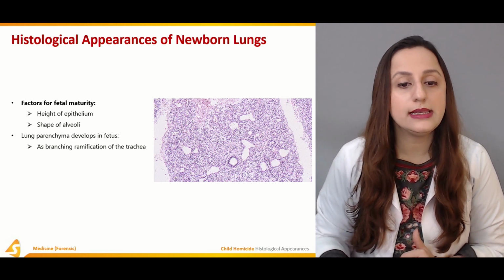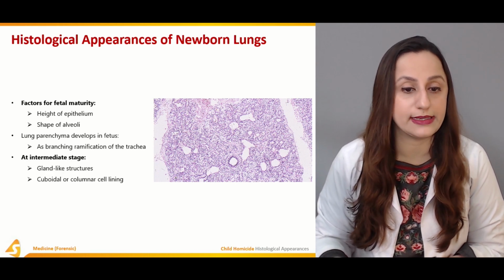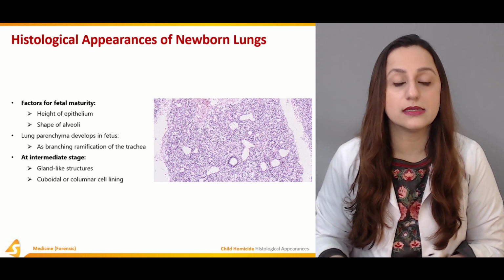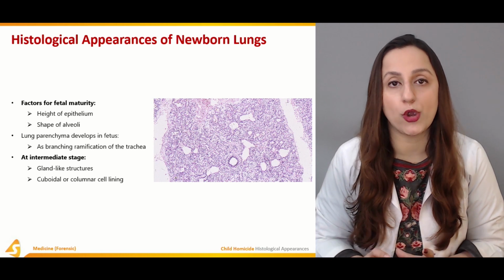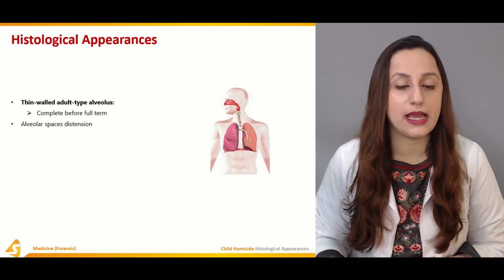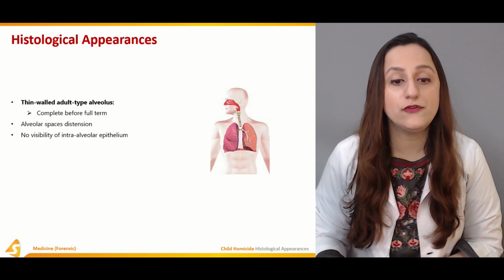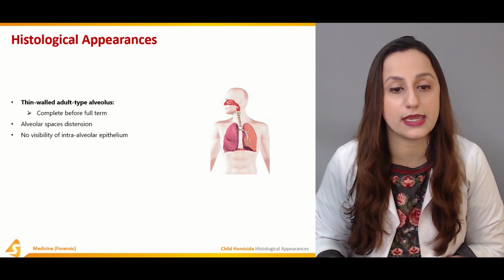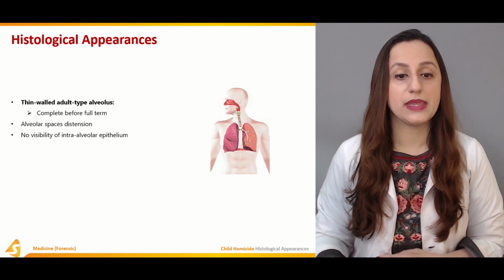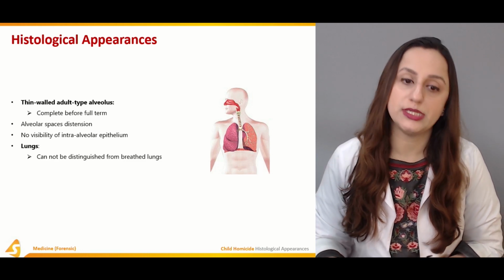The lung parenchyma develops in the fetus as branching ramification of the trachea. At an intermediate stage, the gland-like structures develop and the epithelium is usually cuboidal or columnar in nature. The thin-walled adult type alveolus is another phenomenon and it is complete before full term. Alveolar spaces are quite distended in such a case and there is no visibility of the intra-alveolar epithelium in a thin-walled adult type alveolus. The lungs cannot be distinguished from the breathed lungs.